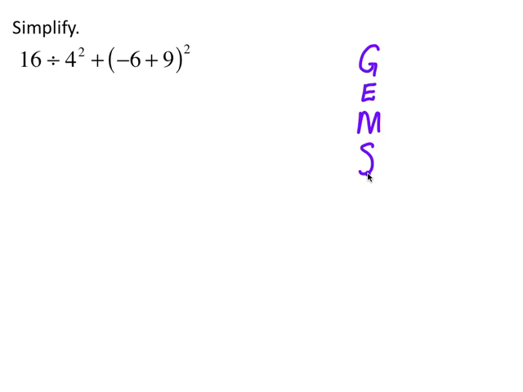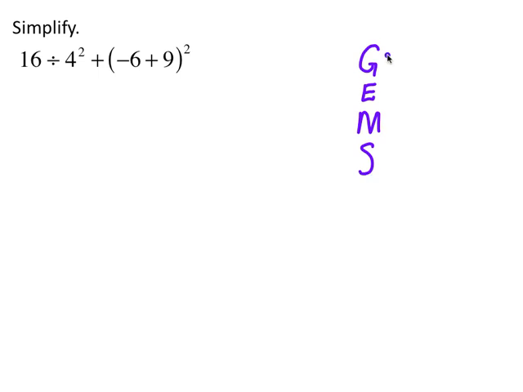Whenever you come across a problem that uses more than just one operation, to make sure that you get the right answer, you need to be following what's called the order of operations. And what it says is you need to do all your parentheses and grouping symbols first, then your exponents, then your multiplying and dividing, then your adding and subtracting. So it's a 4-step process.